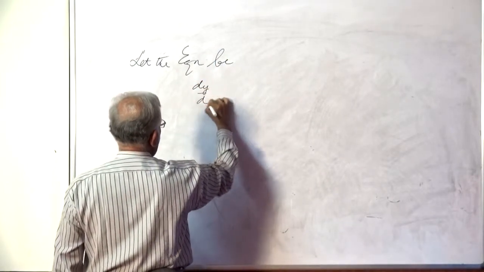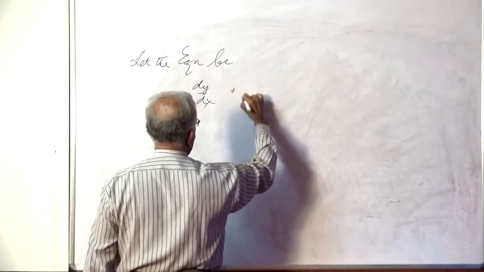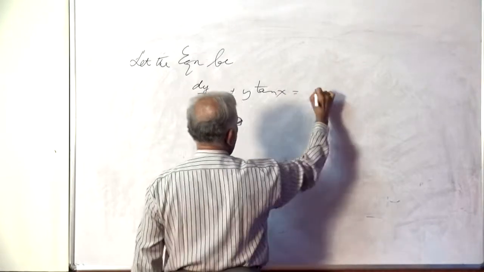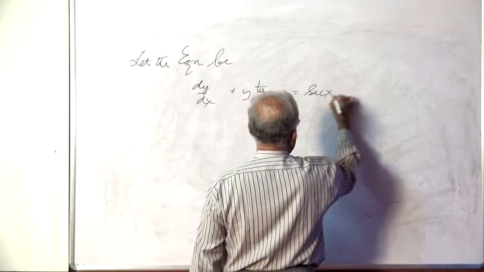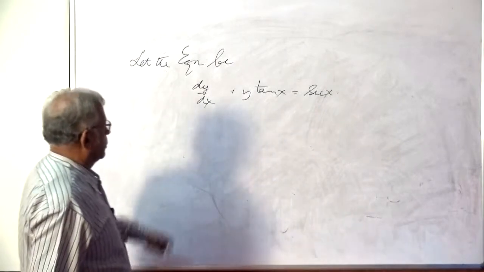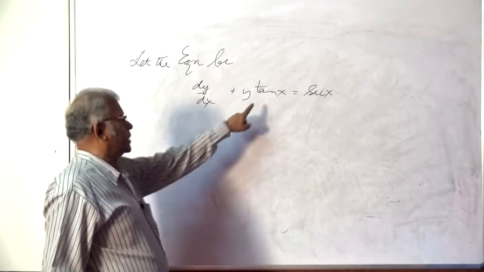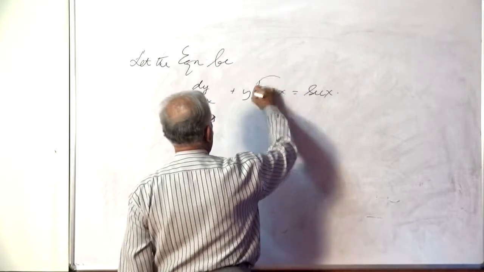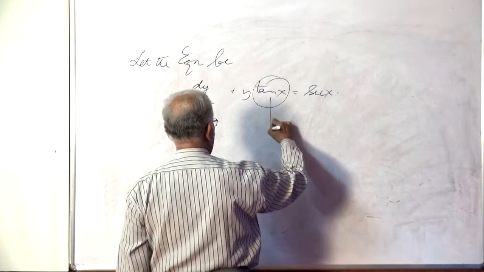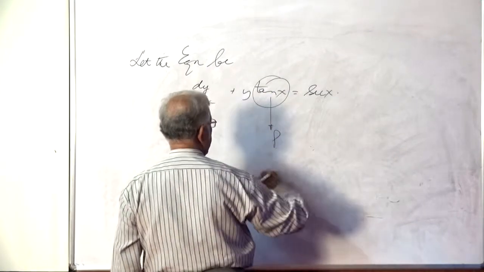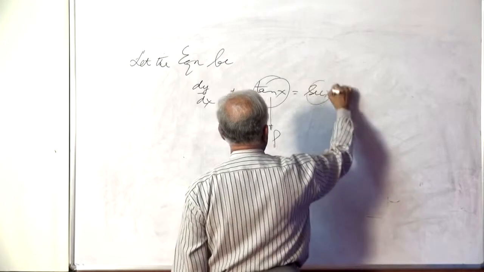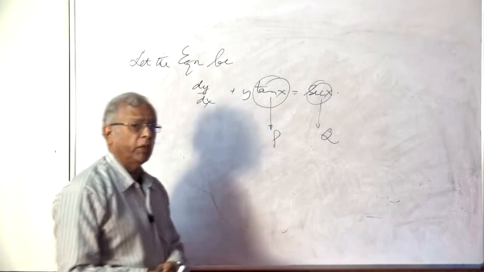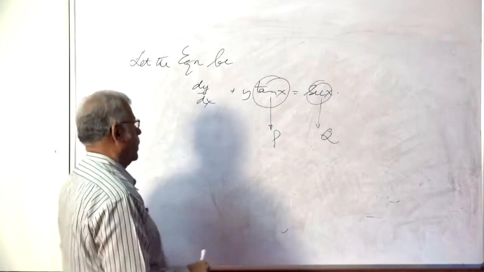dy/dx plus y tan x is equal to sec x. So here we have dy/dx plus Py is equal to Q. So we can identify tan x as being P in the standard form and sec x being equal to the Q of the standard form. dy/dx plus Py is equal to Q.